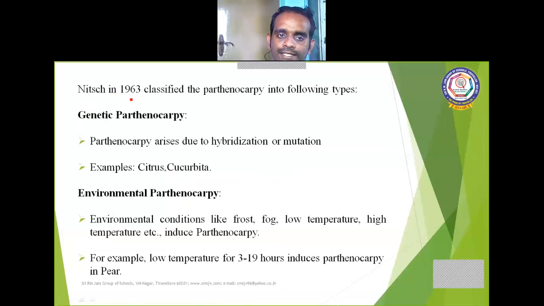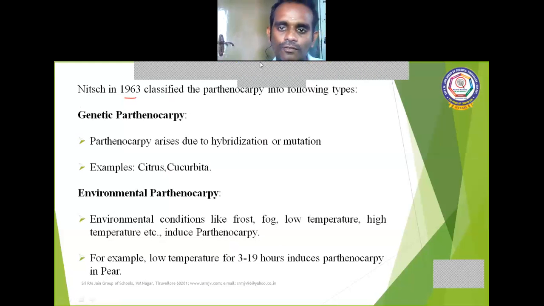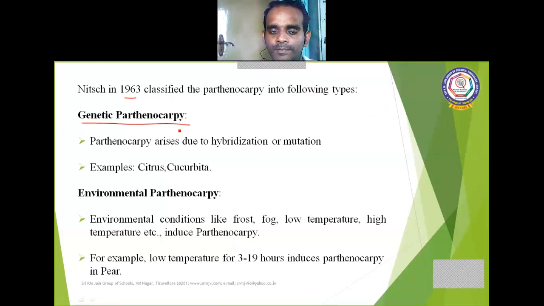Nitsch in the year 1963 classified parthenocarpy into the following three types. The first one is genetic parthenocarpy. Genetic parthenocarpy is a type of parthenocarpy caused due to hybridization or mutation. So due to mutation, the parthenocarpic fruit will develop. Such a type of parthenocarpy is said to be genetic parthenocarpy.